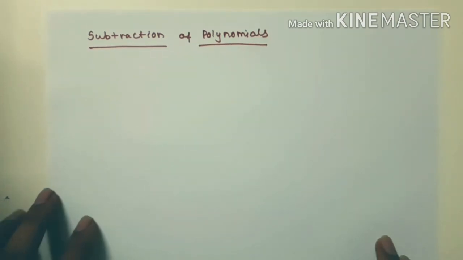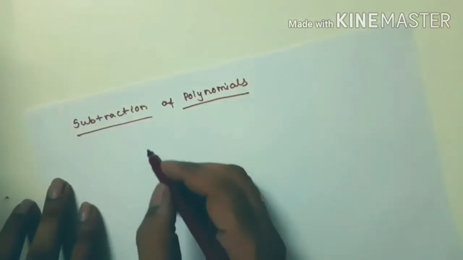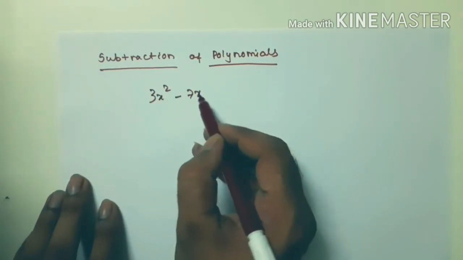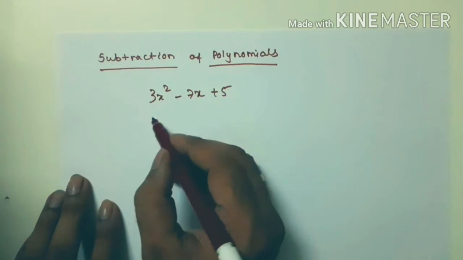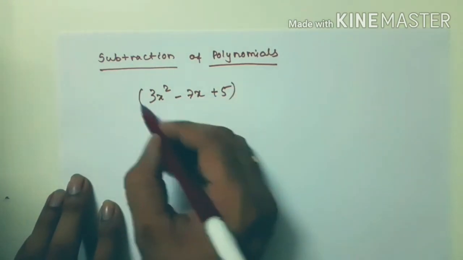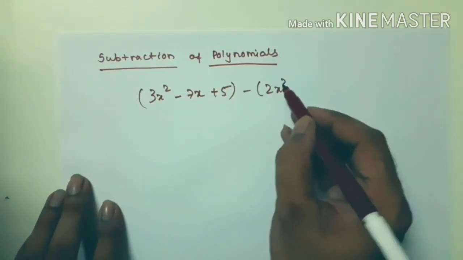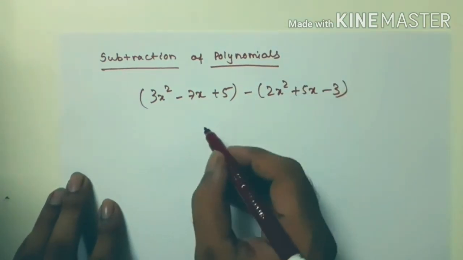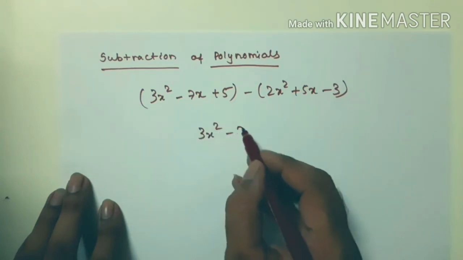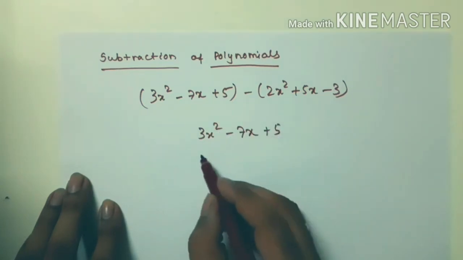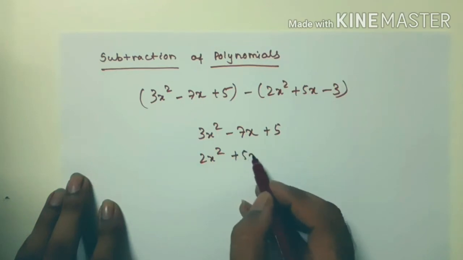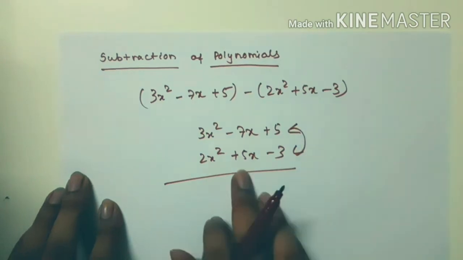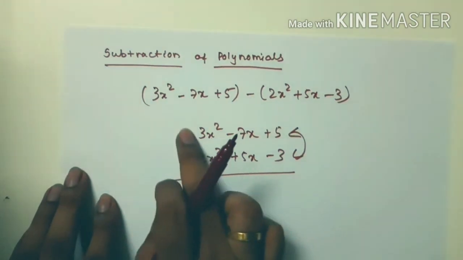So what we have to do: suppose we are having two polynomials, 3x squared minus 7x plus 5, and we want to subtract 2x squared plus 5x minus 3. Here this will be written in the column method. Now I want to subtract these two, so this polynomial will be subtracted from this polynomial.